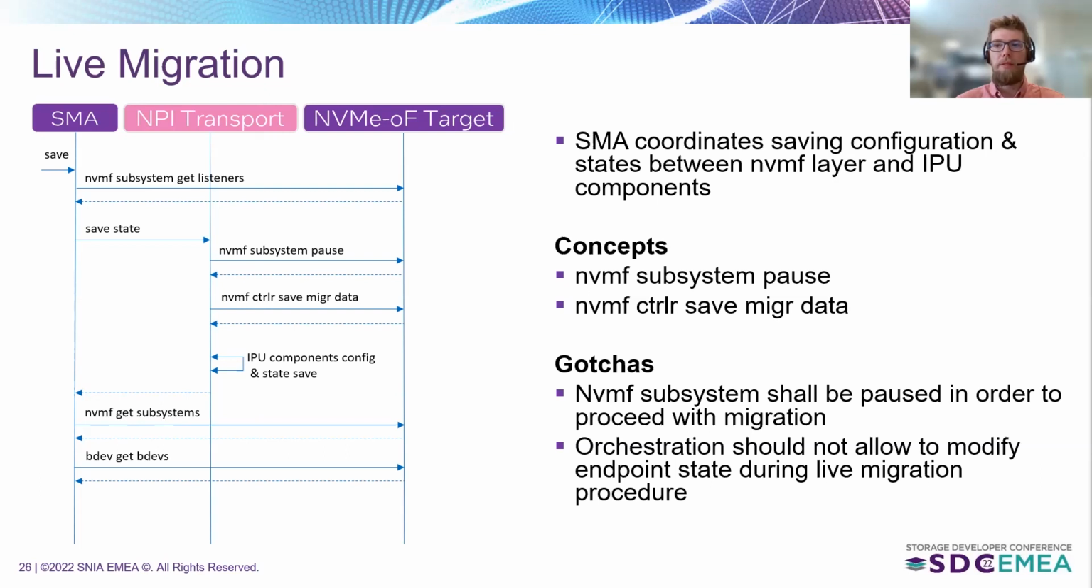It is important that orchestration, which initiates migration, is also not modifying the state at the time migration is being done. By example, with adding or removing namespaces, as that would result in inconsistent state of destination system compared to what was there in the source system before migration happened. SMA, having all this data, can proceed with the flow further. Saying that, I'm passing the presentation back to Tomek.